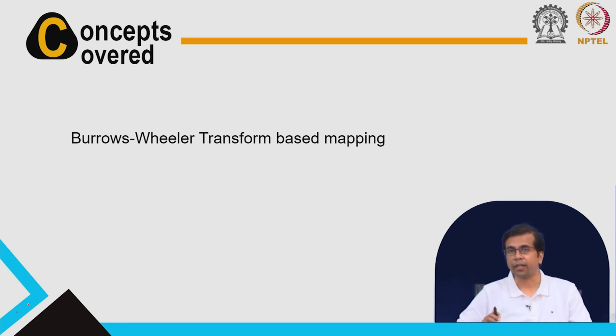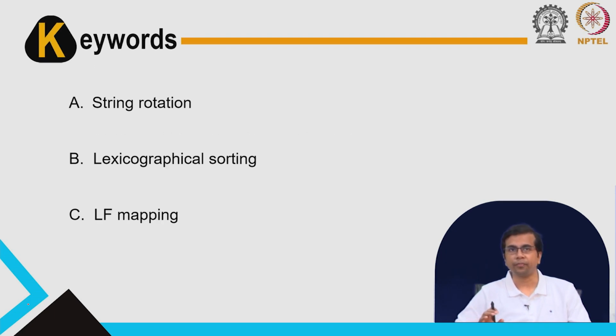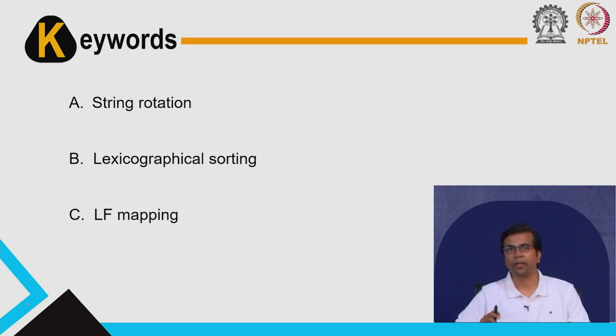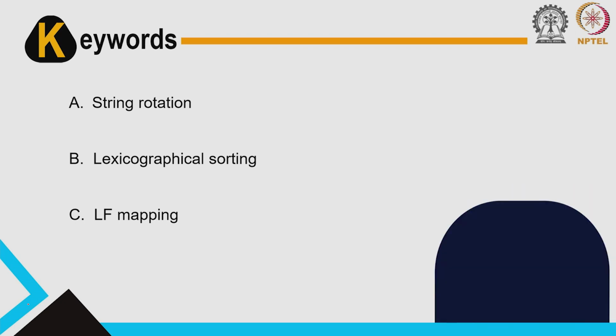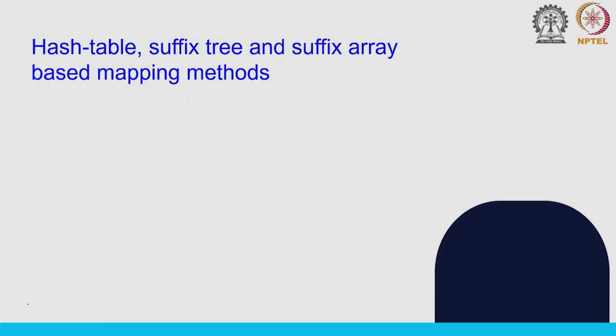We will discuss what this Burrows-Wheeler transform is and then we will discuss the mapping algorithm. These are the keywords that will come across in this presentation: one is string rotation, another is lexicographical sorting, and the third is left mapping. We will discuss these concepts in detail, but you will see these terms throughout the presentation.